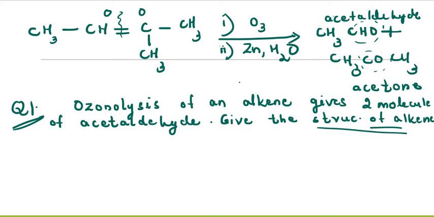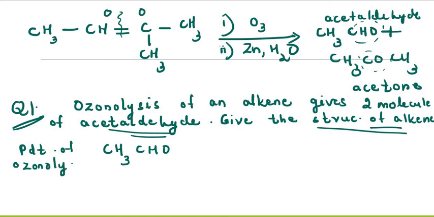Now, in this case, you know what is the product given? Ozonolysis of an alkene gives acetaldehyde. What is the formula for acetaldehyde? It is CH3CHO. Now, how many moles of acetaldehyde are there? Two molecules of acetaldehyde are there. So, let us write it as the product of ozonolysis. In the question itself, two molecules of acetaldehyde are given.